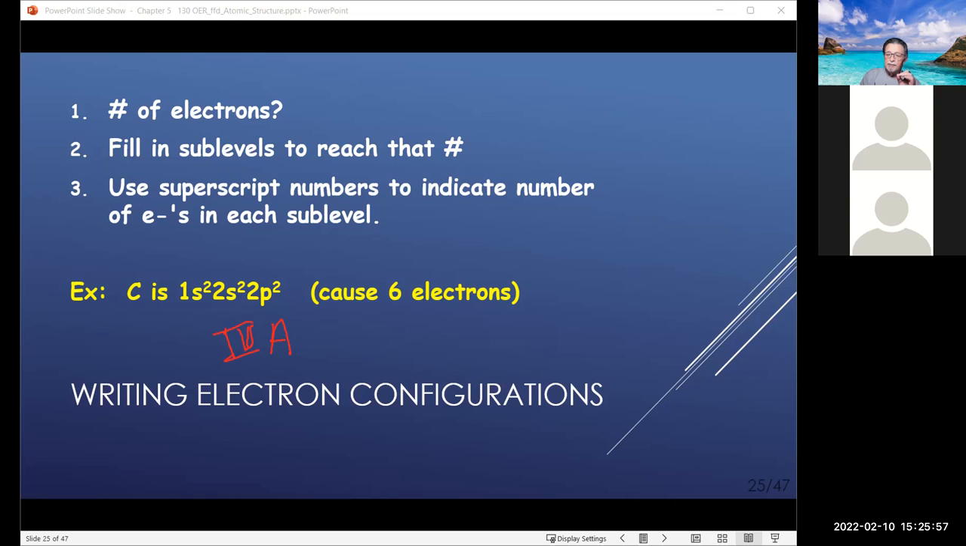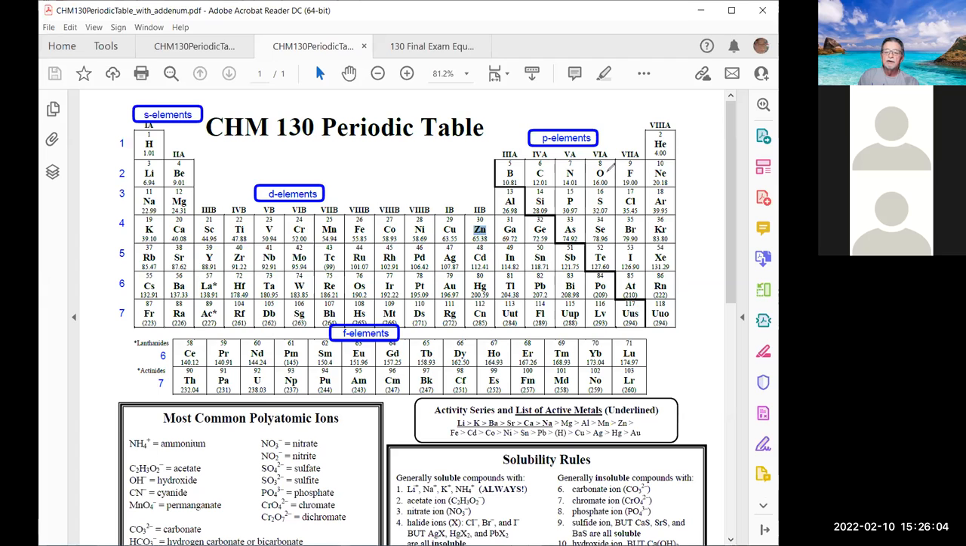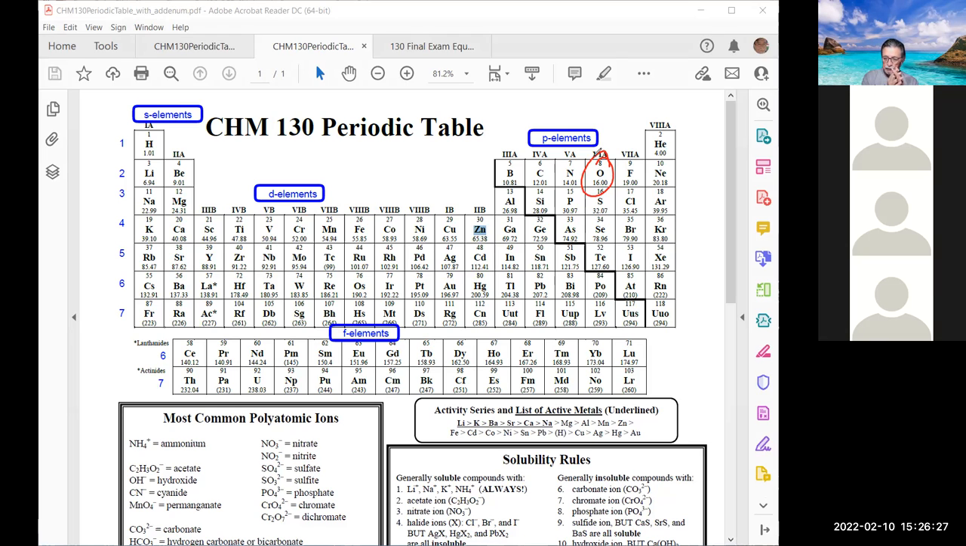Now, with that bit of information, let me go to this. Can anybody tell me how many valence electrons oxygen has? Well, let me ask you this first: how many total electrons does oxygen have? And then how many valence electrons does oxygen have? It has 8 total. So then the valence electrons would be 0?